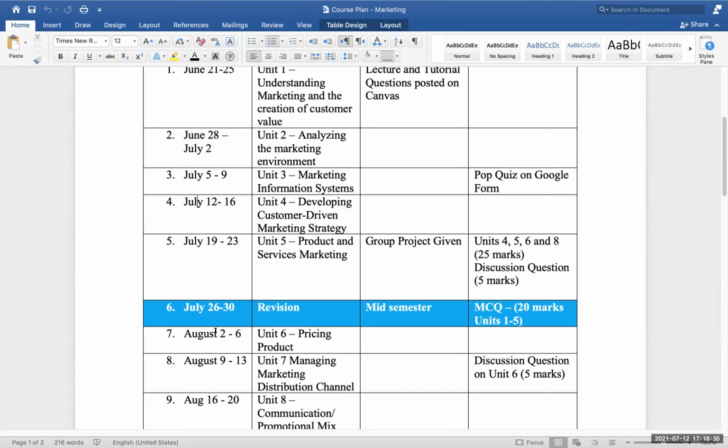I think August 1, isn't August 1 a public holiday? Do they celebrate it on the Monday? No, they're celebrating it on the 2nd. Right, the 2nd is the Monday. So I don't know that we're going to have a class on that Monday, but we will definitely have a class on the 4th, which will begin the discussion about pricing product.